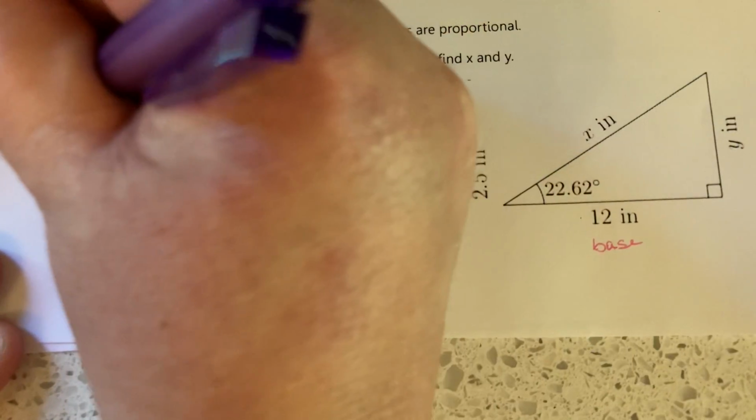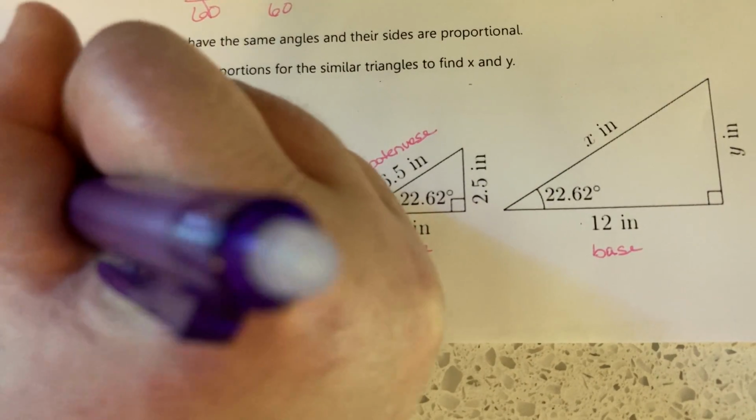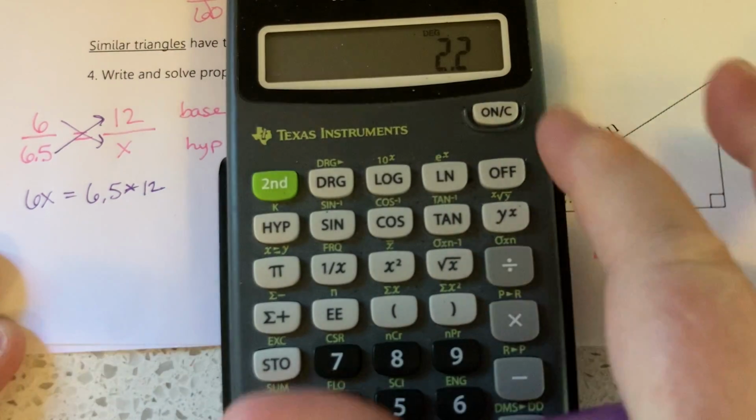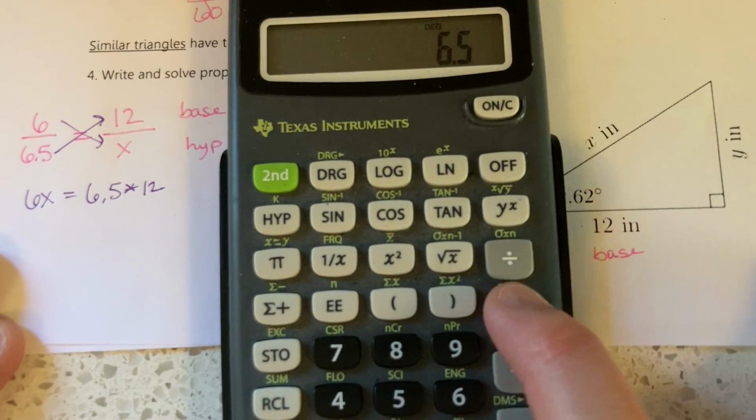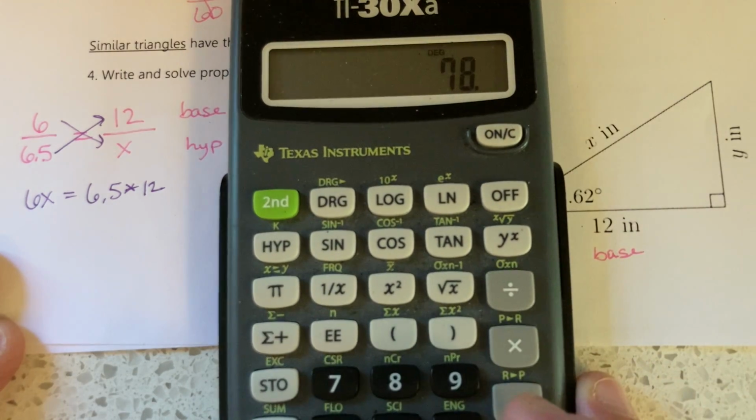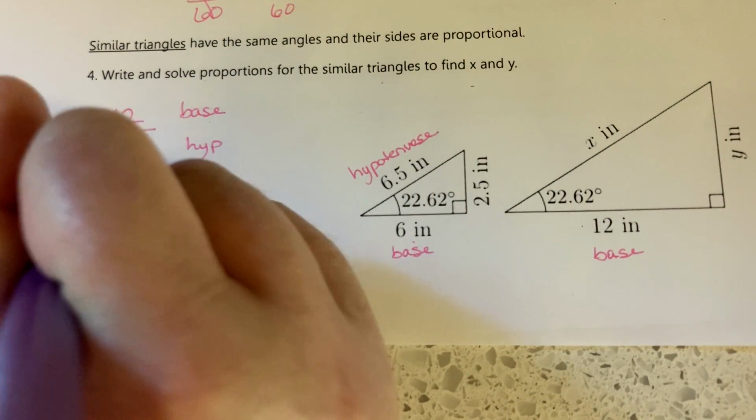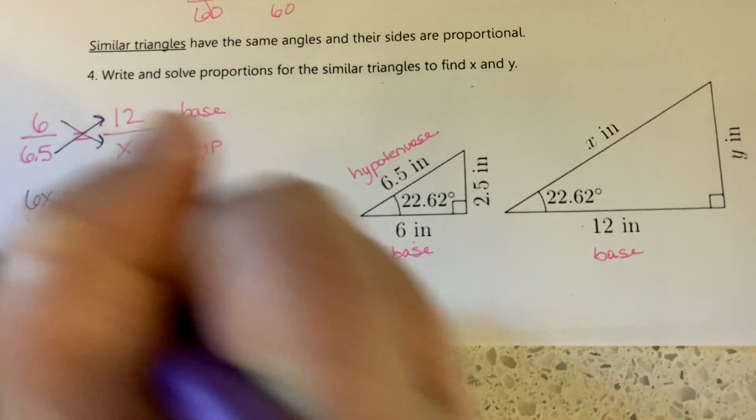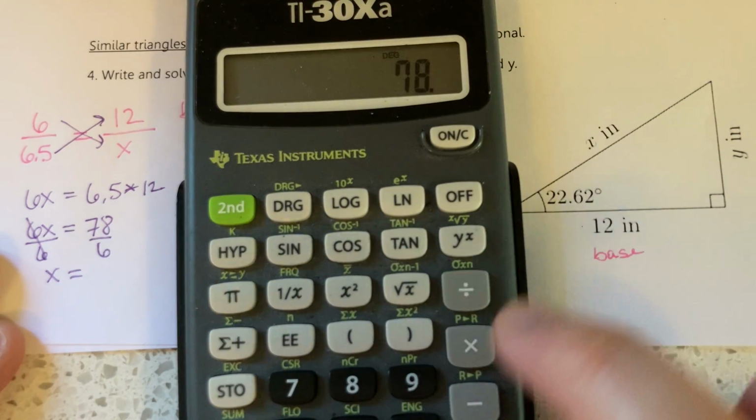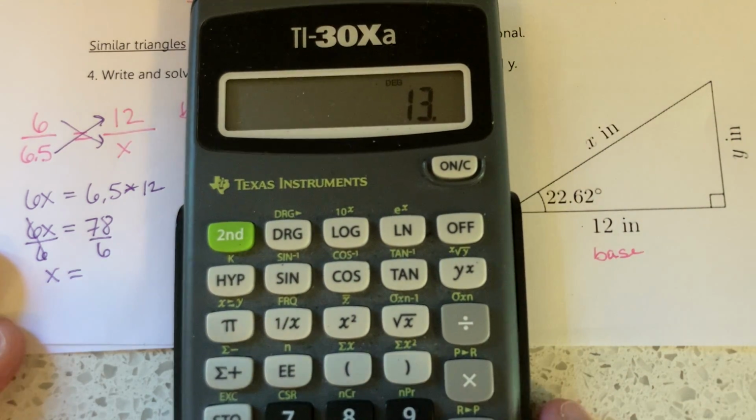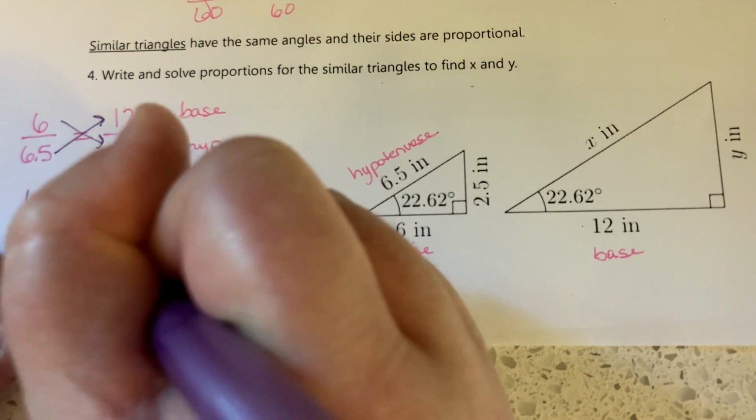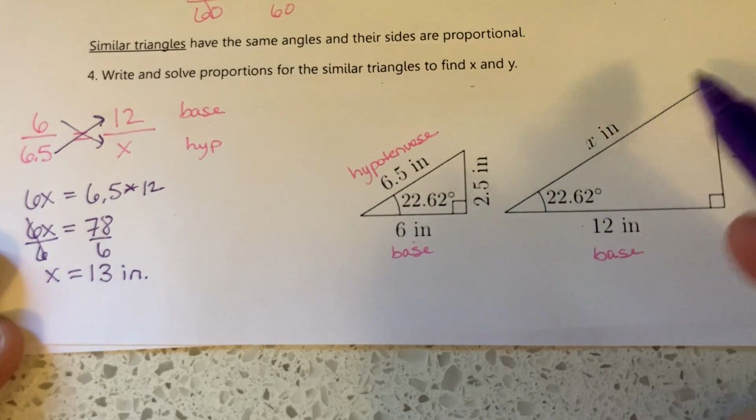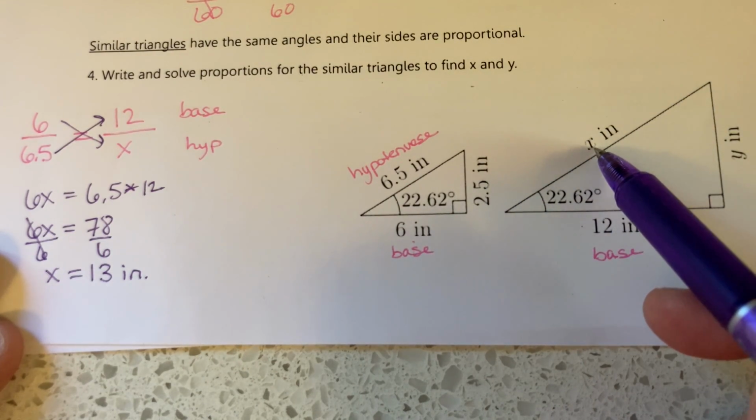Now that we have that set up, we're just gonna cross multiply. So I get 6x equals 6.5 times 12. It's a calculator problem. 6.5 times 12 equals 78. So 6x equals 78. Divide by 6, divide by 6. I don't know that off the top of my head. Divide by 6 equals 13. And in word problems, make sure you label units. So IN for inches. So this hypotenuse is 13 inches.